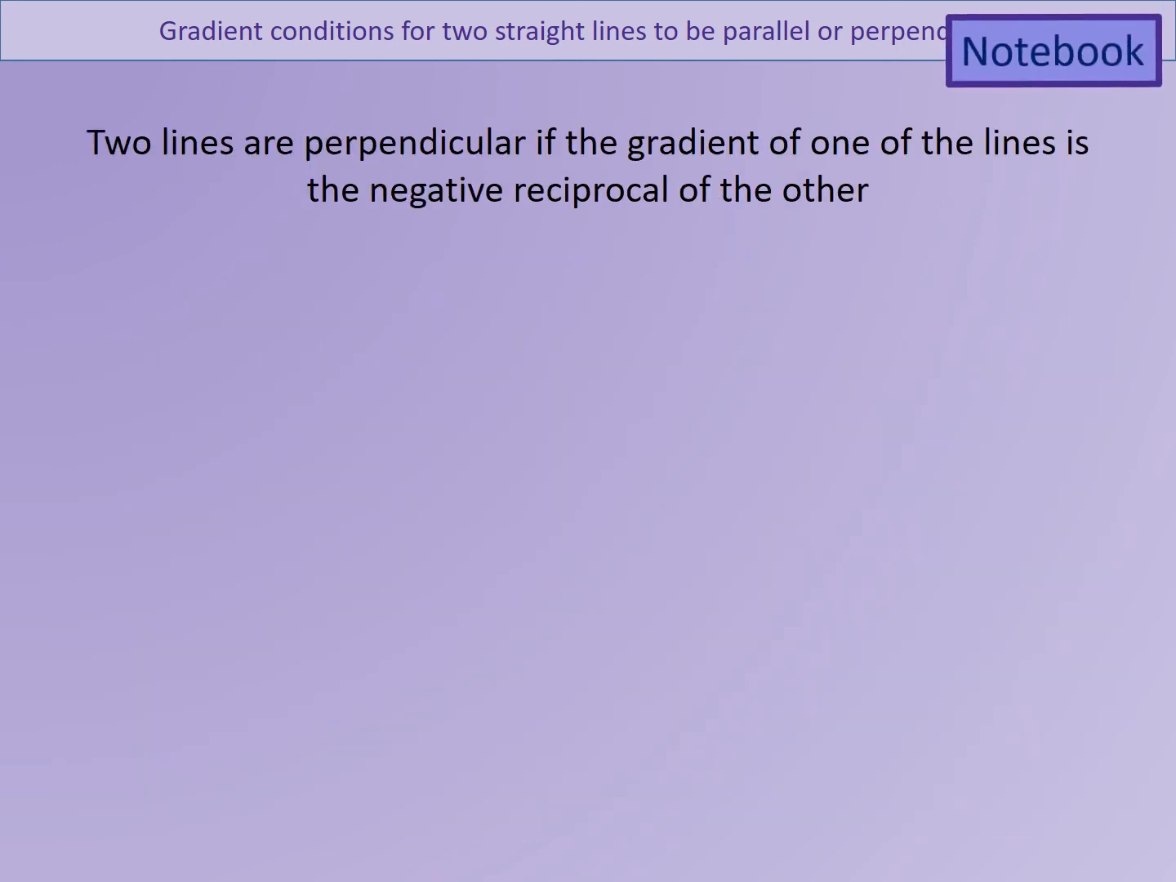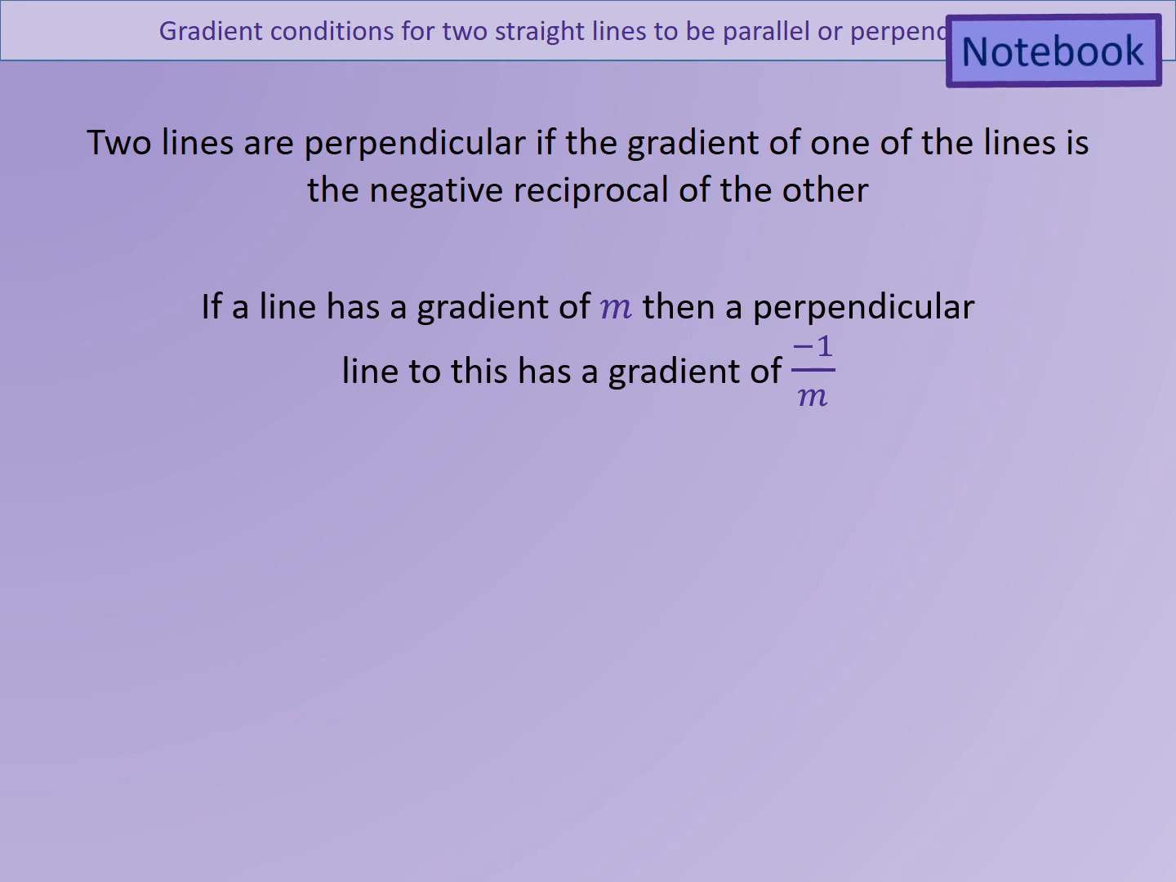So time to write that down in our notebooks. Two lines are perpendicular if the gradient of one of the lines is the negative reciprocal of the other. Another way of thinking about that is if a line has a gradient of m, then a perpendicular line will have a gradient of -1/m.